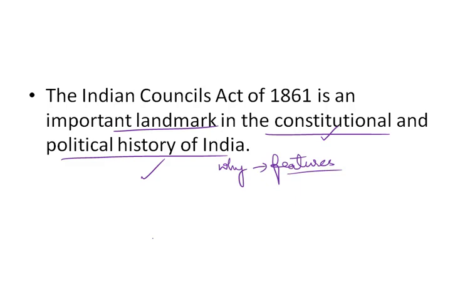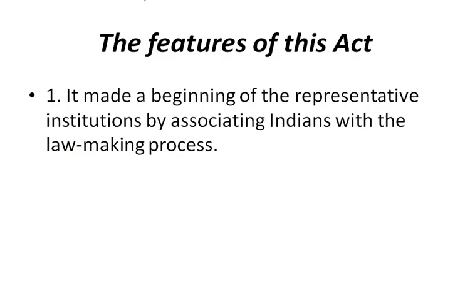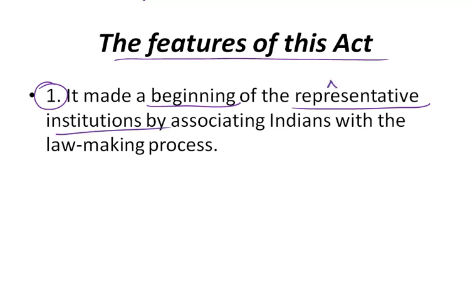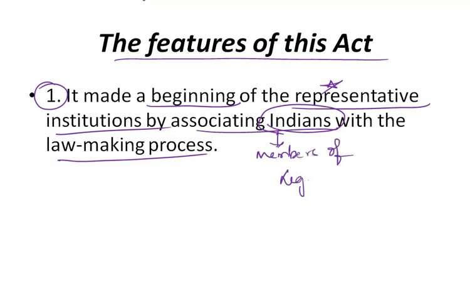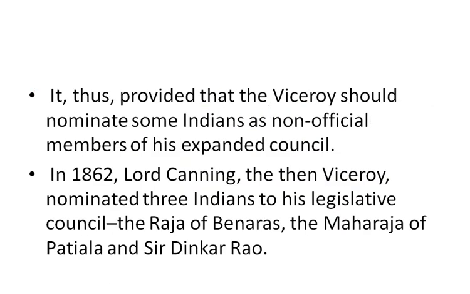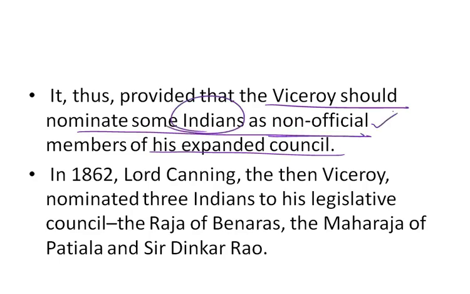Features of the Indian Councils Act of 1861. The first feature is it made a beginning of the representative institution by associating India with the lawmaking process. So representation was also given to the Indians and they were taken into the Legislative Council. According to this act, the Viceroy should nominate some Indians as non-official members of his expanded council.